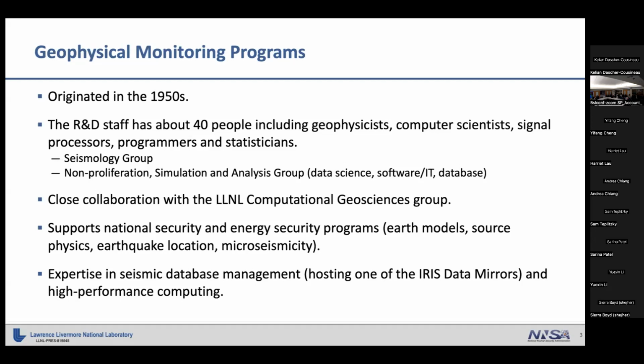And in terms of the seismological research, I will talk about source and Earth models, but there are also people doing earthquake location, geothermal, induced seismicity, carbon storage, a variety of stuff.